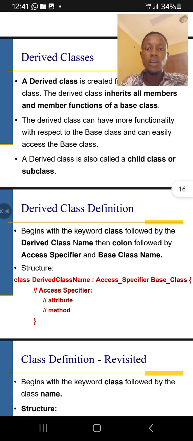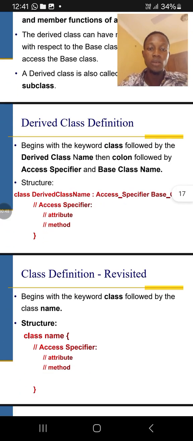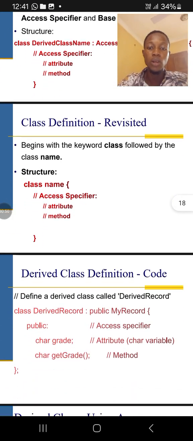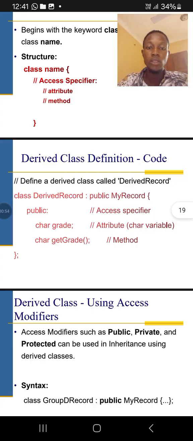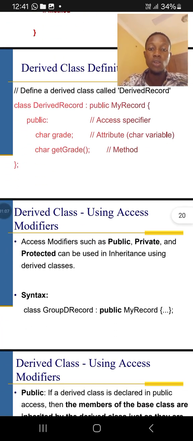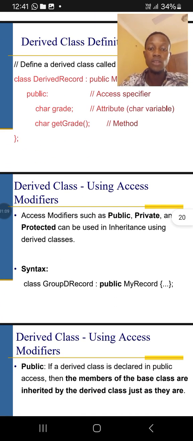To begin, use the keyword class followed by the derived class name, then a colon followed by the access specifier, then the base class name. So this is, for example, how it looks. I'll do an example of it. To derive a class, you can access it using public or private, and protected can also be used in inheriting using derived classes. So this is the syntax of it.